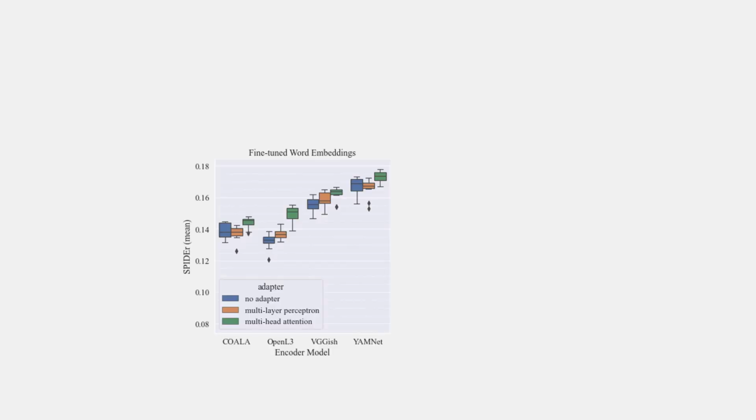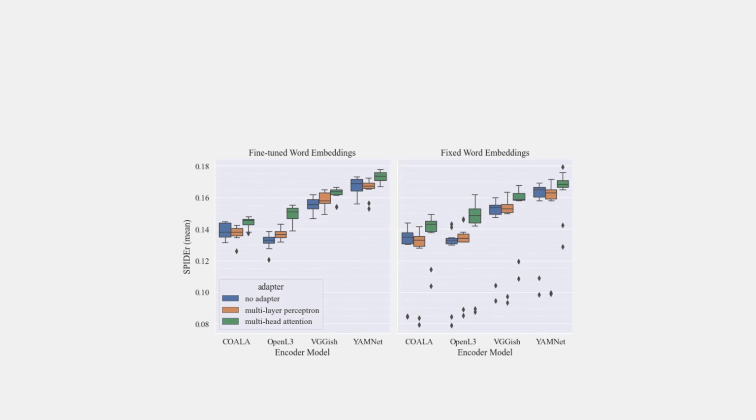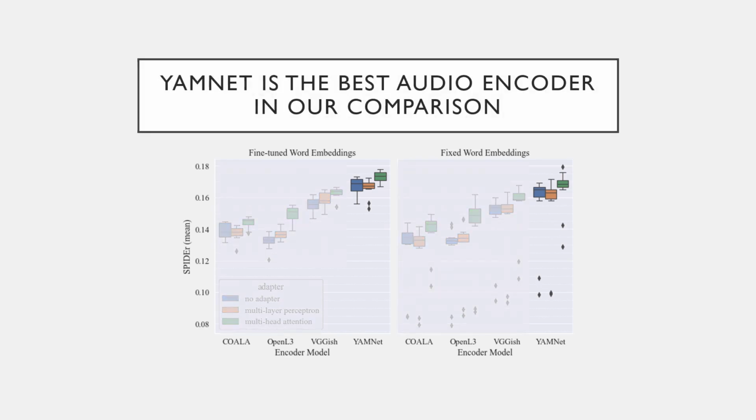Let's look at some results. We compare the 4 audio encoder models across all model settings when the word embeddings are fine-tuned and when they are fixed. We can see that YAMNet is the best audio encoder in our comparison. When comparing the audio embedding adapters, we see that the multi-head attention block, here shown in green, performs best.